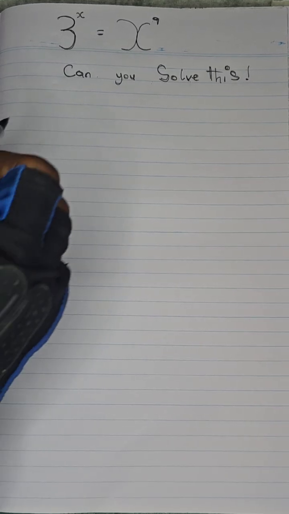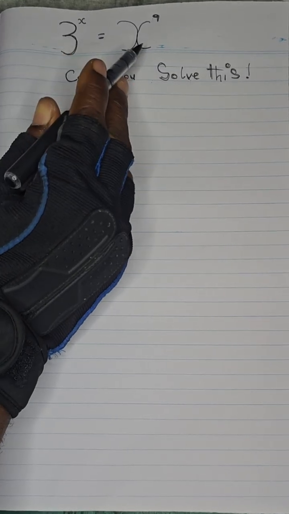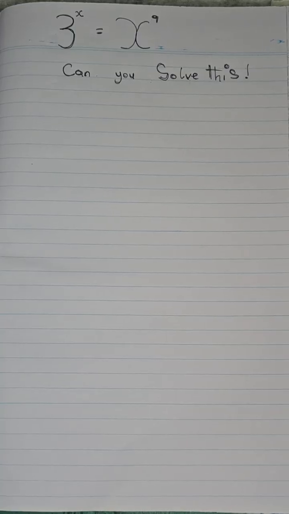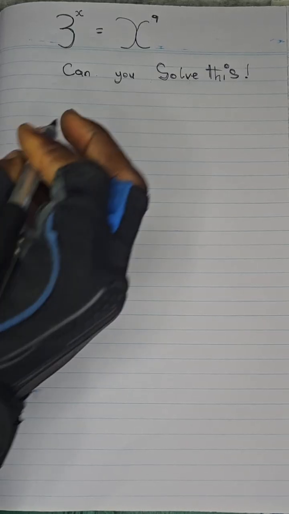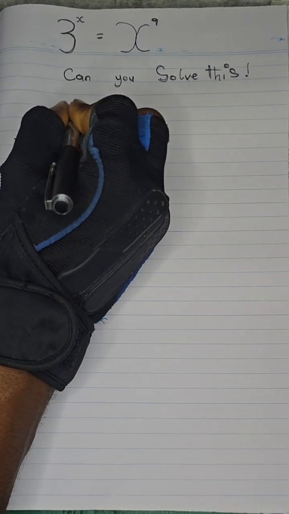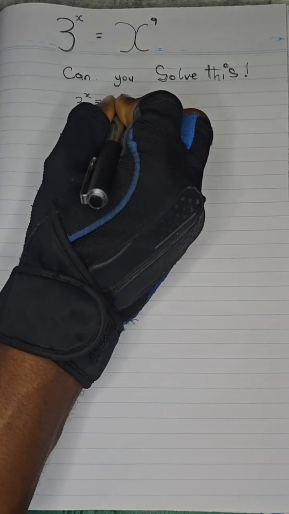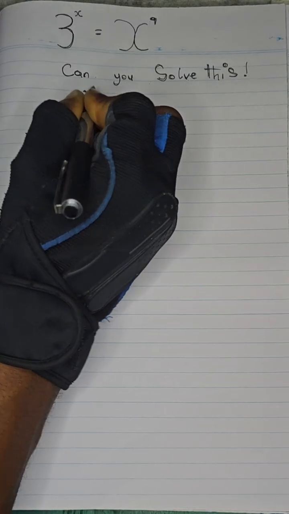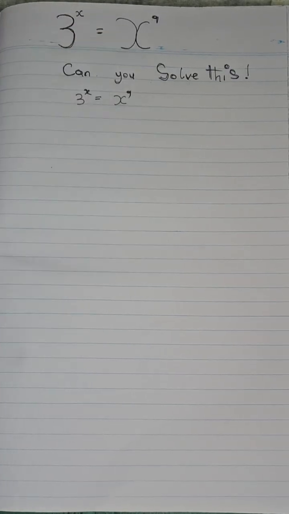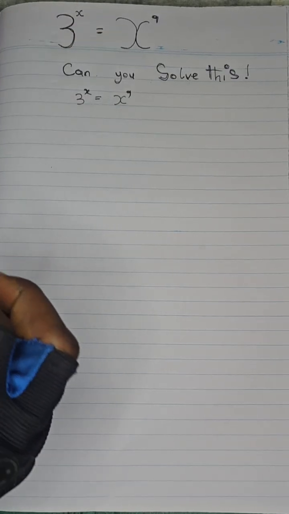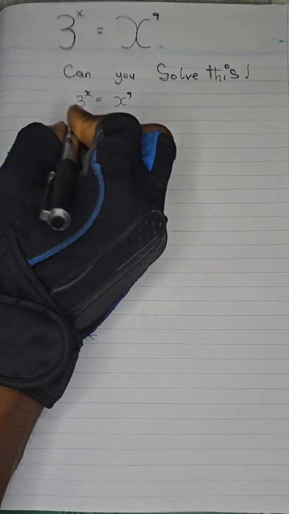We are going to solve this exponential equation using our own shortcut. First, let's write out the equation. We have 3^x is equal to x raised to power 9. Find x. First thing we are going to do, we are going to apply some basic rules of indices.